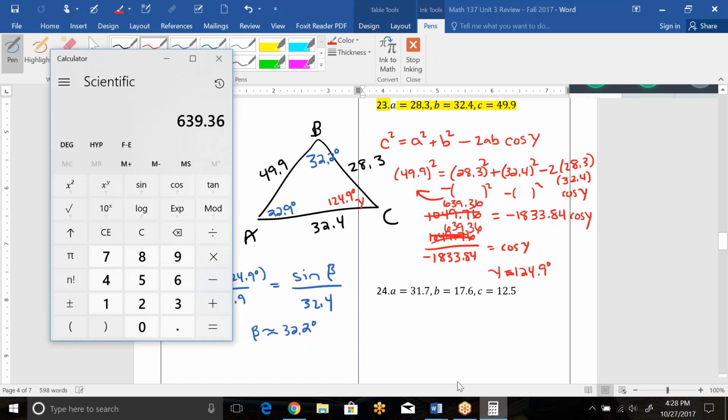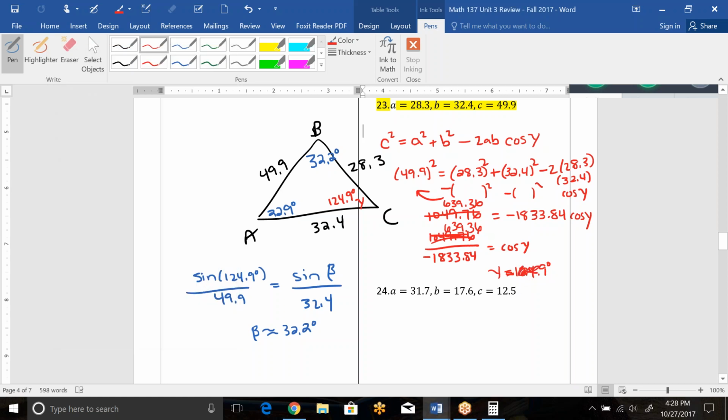which is going to change my angle here. So let's double check that. So then divide that by the 1833.84, which is negative. Then take the inverse cosine. And this is the correct angle. It was supposed to be 110.4. So this is 110.4. And then we have to fix that here.